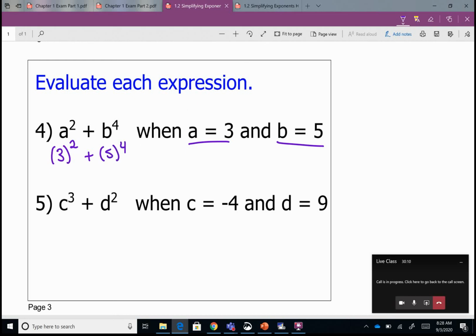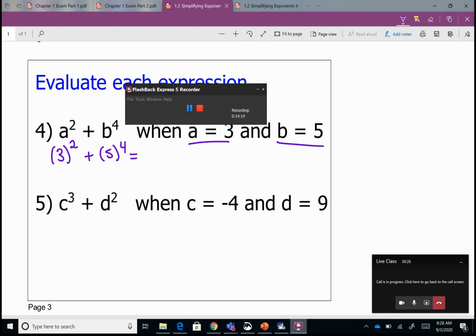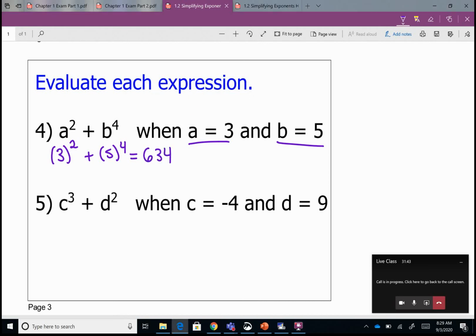Now you can practice with the calculator, guys. You can type all that in at once in your calculator. So go ahead and evaluate that piece. And also try out number 5. So for number 4, we should get 634. If you got that, go ahead and try number 5.